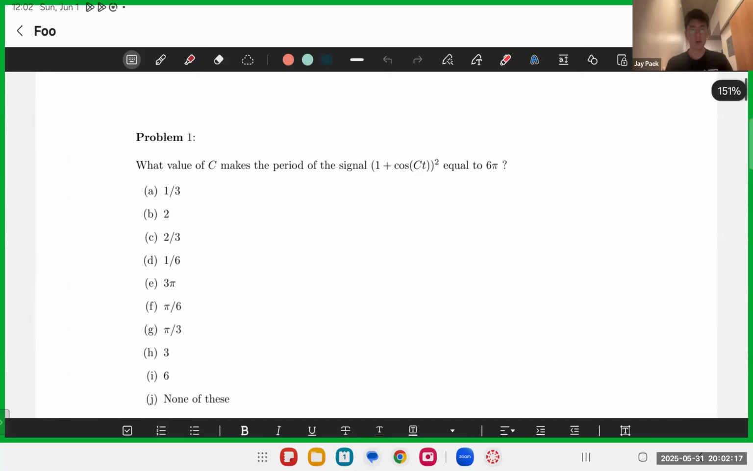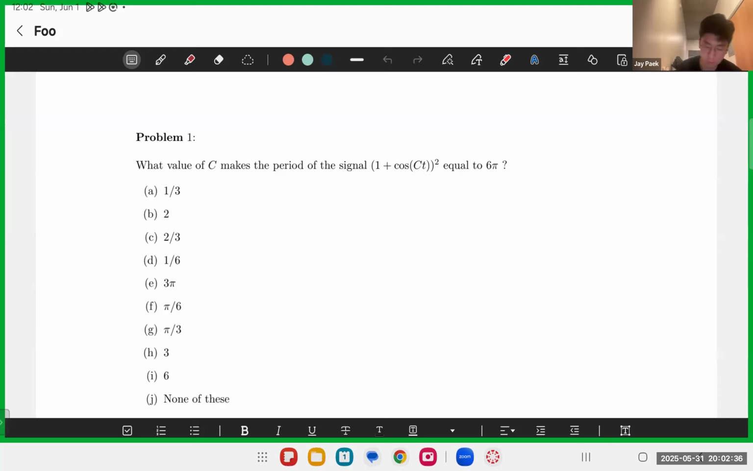Remember, this is the Winter 21 final exam. Let's begin with the first question. What value of c makes the period of the signal 1 plus cosine of ct squared equal to 6 pi?